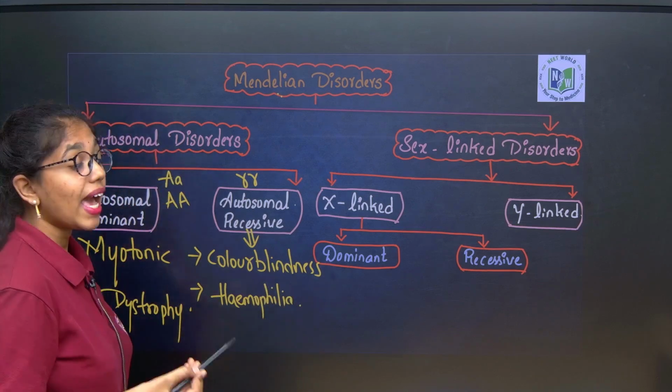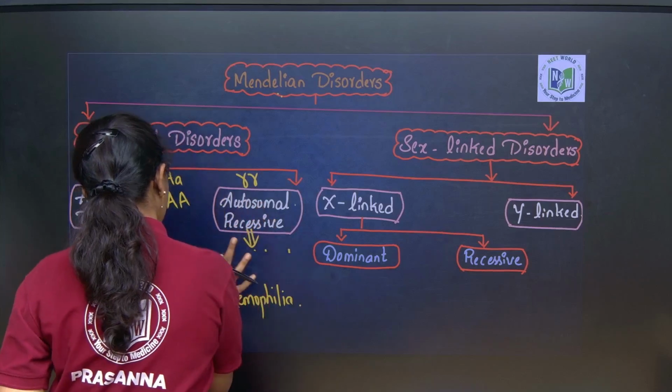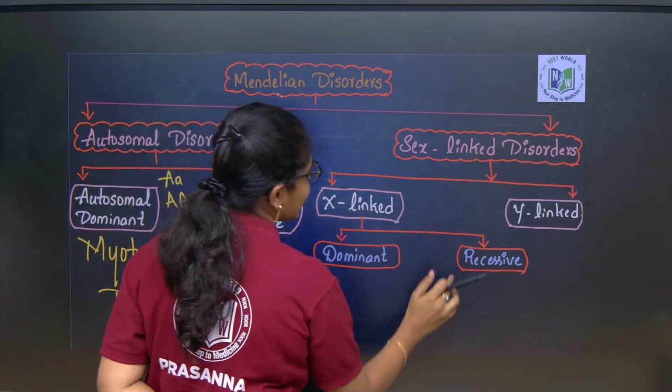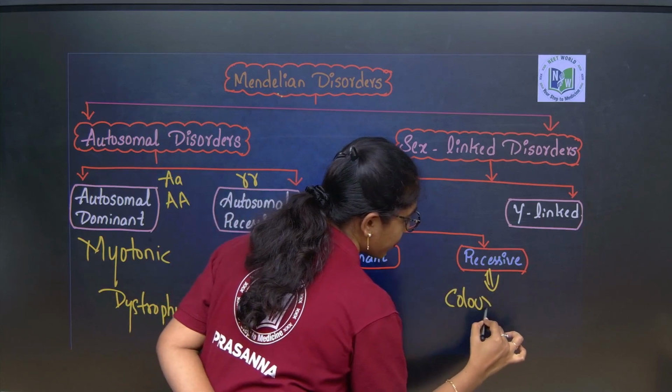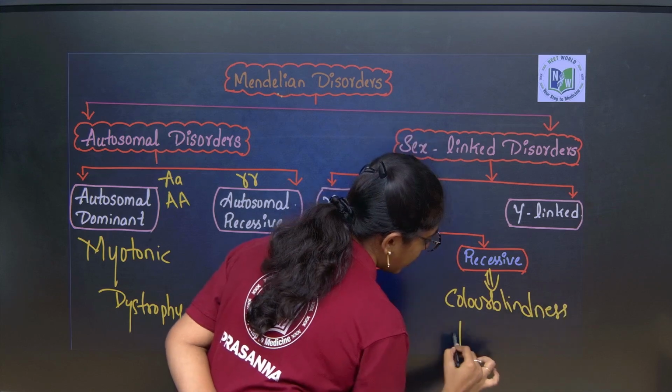Next, X-linked dominant and X-linked recessive disorders, if we have to take. X-linked recessive disorders include color blindness and hemophilia.